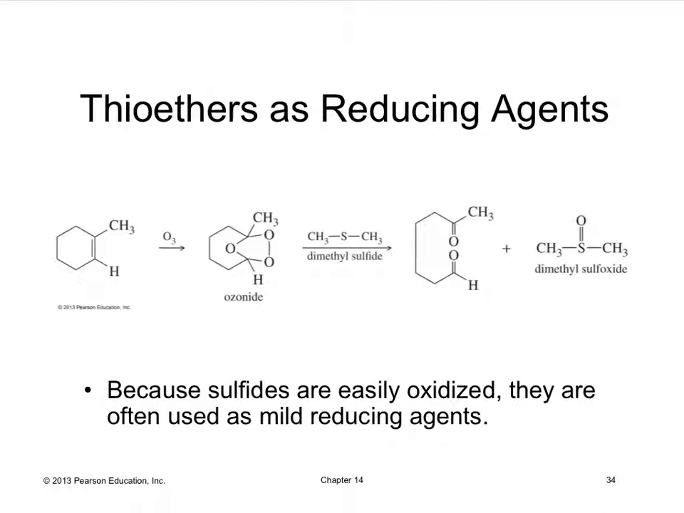Thioethers can also be used as reducing agents. So if we look at the example here, we're oxidizing using one of the reagents we learned about last semester, ozone. Ozone will form an ozonide in the presence of, right, dimethyl sulfide. Now, when we were learning this reaction, dimethyl sulfide comes along and will react nucleophilically to generate dimethyl sulfoxide. So sulfides are easily oxidized. They're often used as mild reducing agents in this reaction.